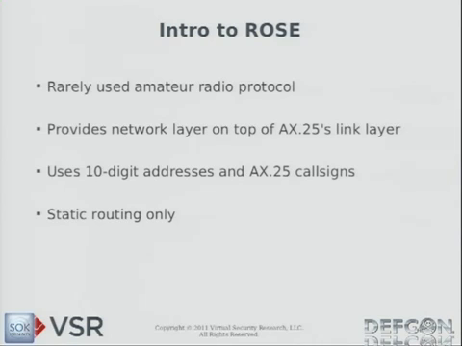ROSE is a fairly rarely used amateur radio protocol, and it's a network layer that sits on top of AX25, which is sort of a more commonly used packet radio protocol. So in addition to 7-byte AX25 addresses, ROSE nodes have 10-digit numeric addresses to identify them. And it supports only static routing, and it does so using a digipeater mechanism where a host can essentially say, all right, I'll accept packets from this X25 call sign and forward them along to this one.